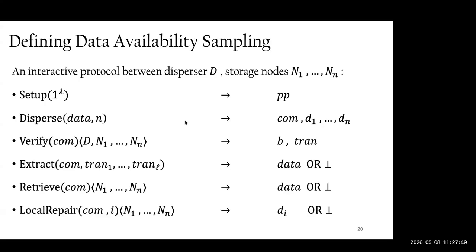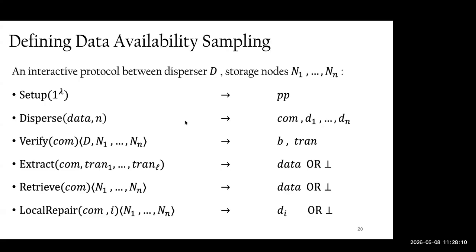The same goes for retrieve and local repair. So retrieve, anybody could retrieve. Local repair, usually if I am the person supposed to store Di, I am probably the only person who will try to do local repair. So usually only one of the nodes will call local repair, but retrieve and verify anybody can call based on an application.